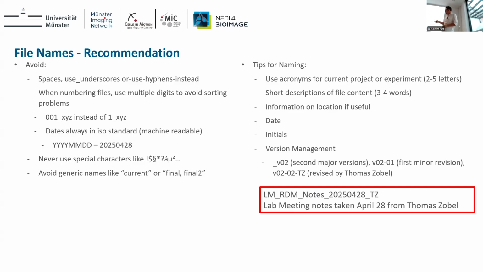If you always have the same things like lab meetings, you can also agree in your group on abbreviations. LM is always the same. If you see a file, you directly know what it is. But this you need to decide in your group.